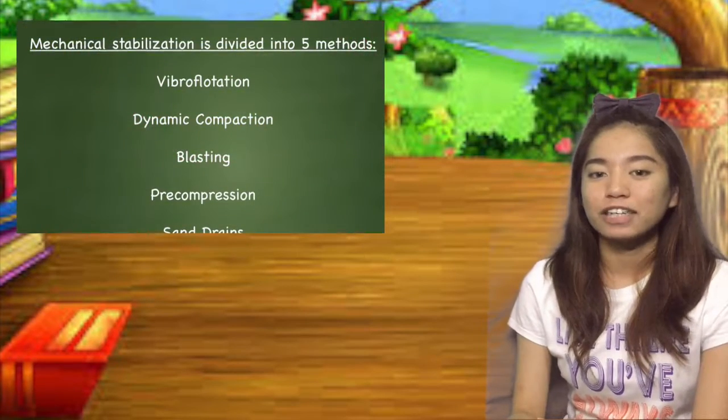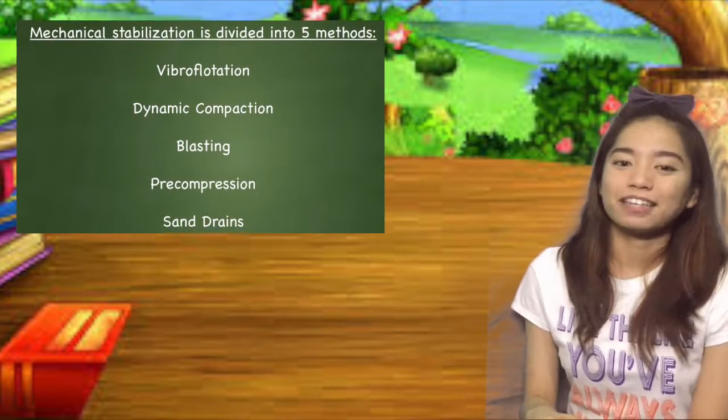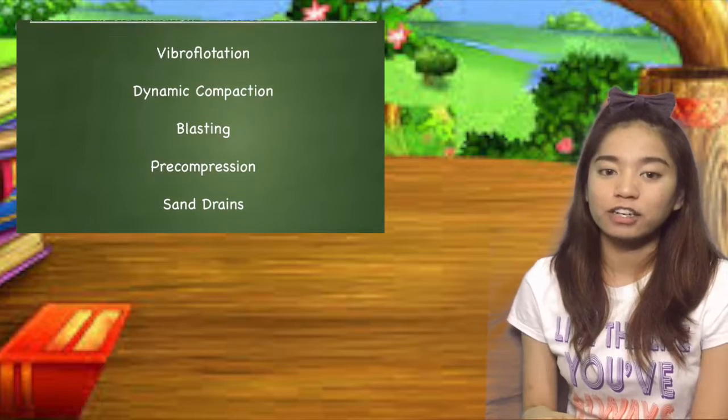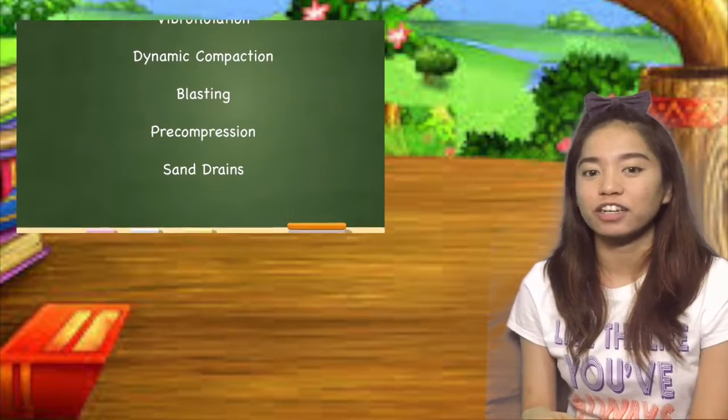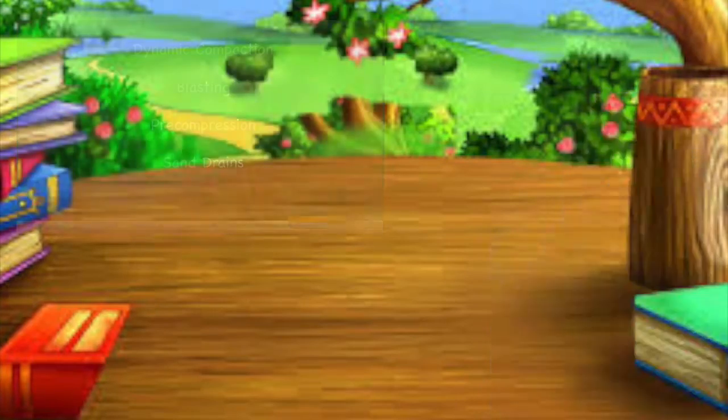Mechanical stabilization is divided into 5 methods: vibroflotation, dynamic compaction, blasting, precompression, and sand drains.